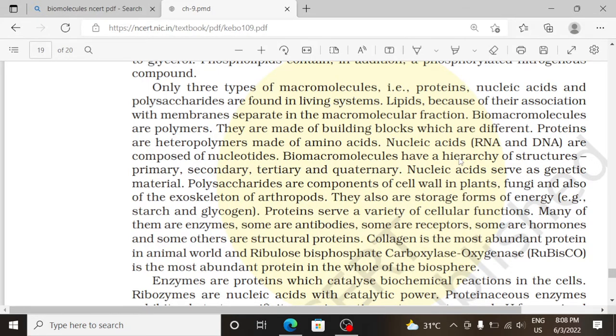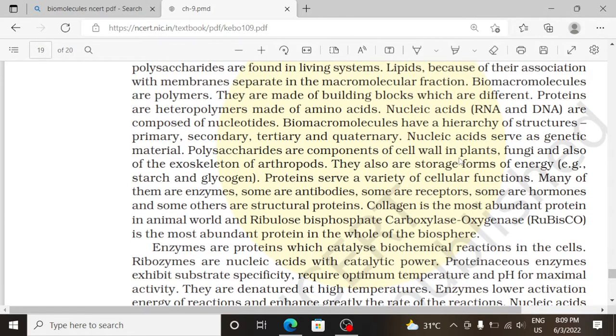Biomacromolecules are polymers. They are made of building blocks which are different. Proteins are heteropolymers made of amino acids. Nucleic acids, RNA and DNA, are composed of nucleotides. Biomacromolecules have a hierarchy of structures: primary, secondary, tertiary and quaternary. Nucleic acids serve as genetic material.